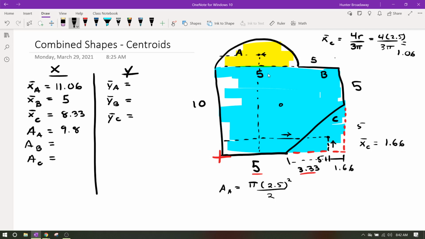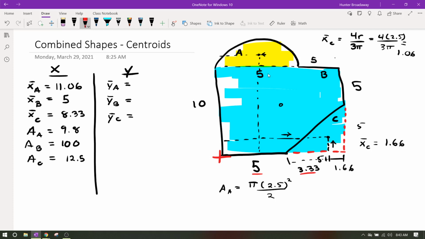Area of B. Yeah, it was 100. Okay. Area of C. It's a square, and it's 10 times 10. 10 times 10 is 100. Area of C. 12.5? I'm going to add one thing.